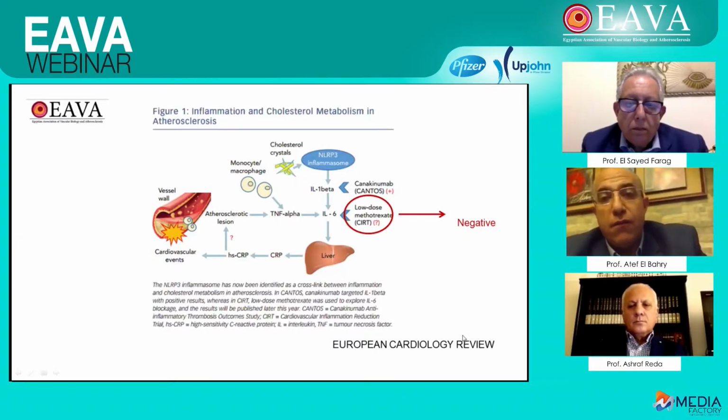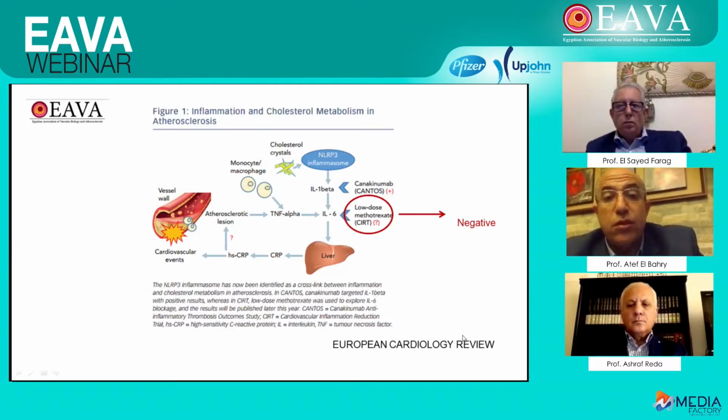Through the journey from 1918 to 2020, there is a very important station, which is the inflammation station. And the NLRP3 inflammasome has now been identified as a cross-link between inflammation and cholesterol metabolism in atherosclerosis.